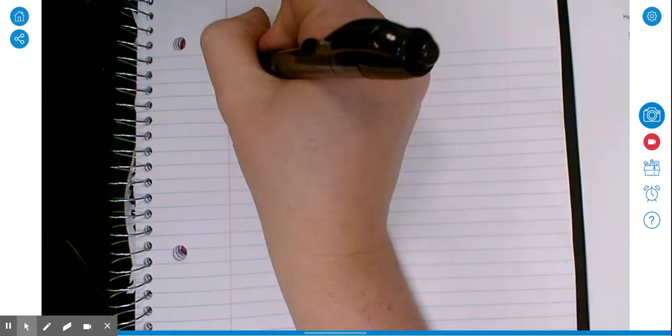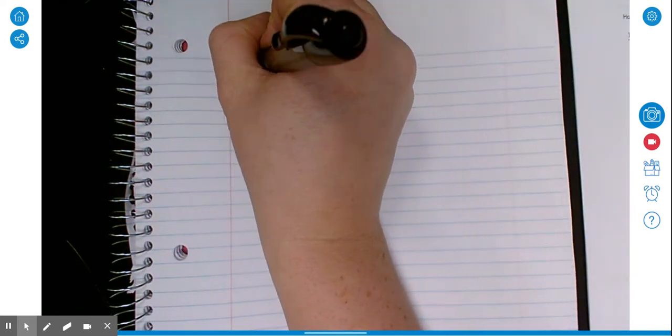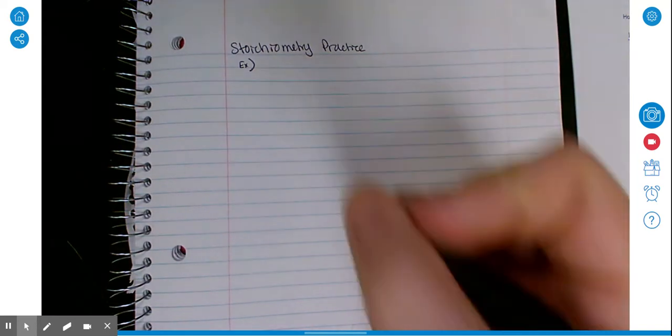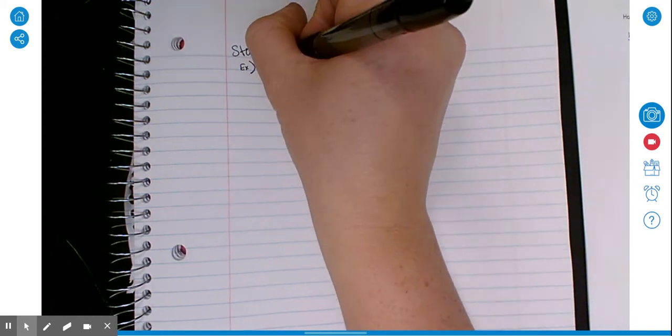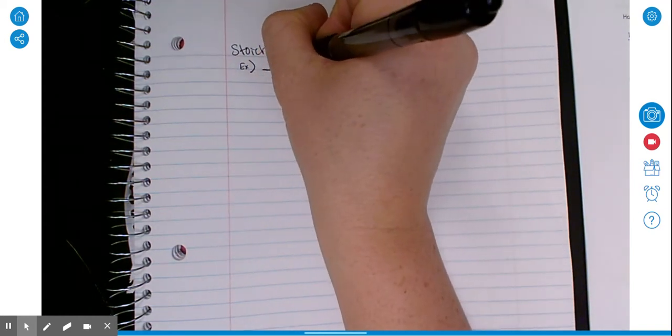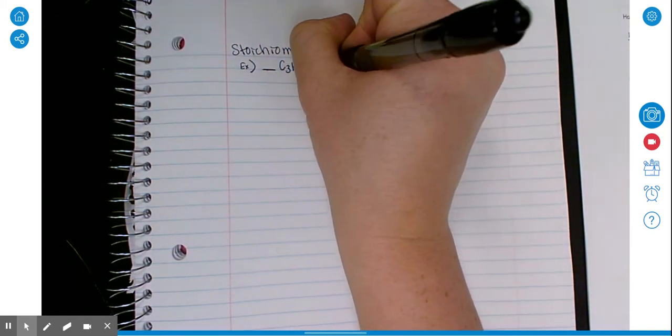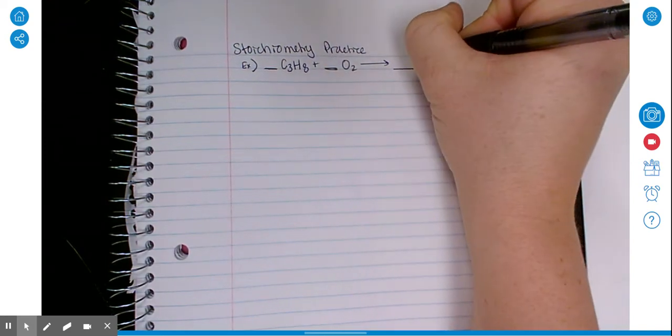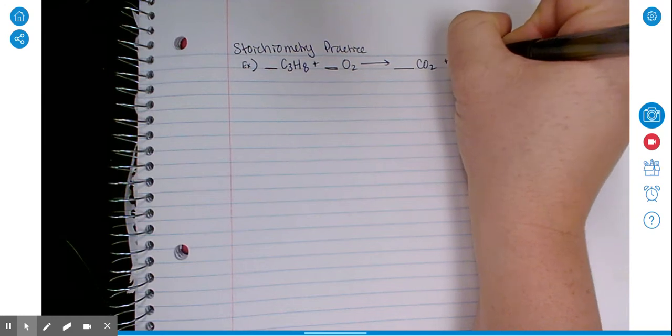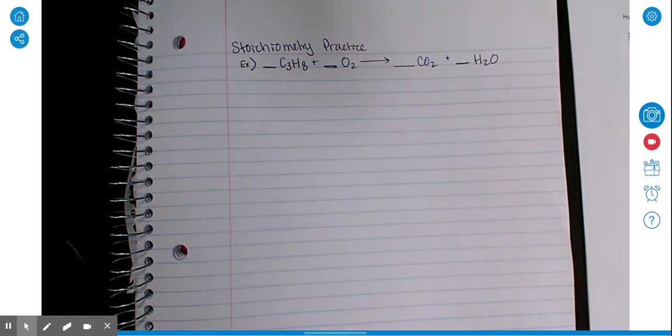All right, we're going to start off with some easier, entry-level practice questions. Most stoichiometry questions are going to begin with a chemical reaction. And this is going to be a very common chemical reaction. C3H8 plus O2 yields CO2 and H2O. This is the combustion of methane.